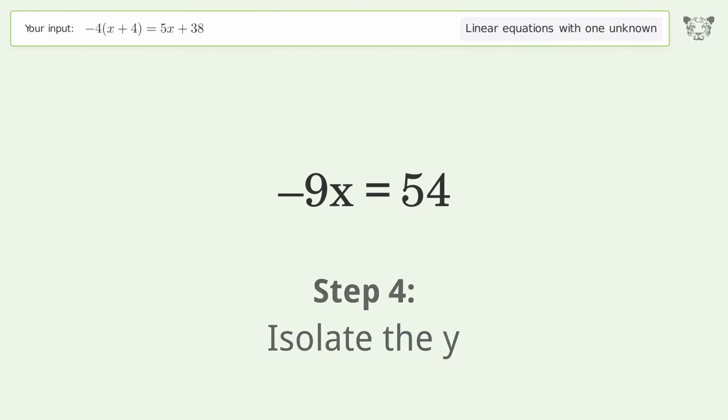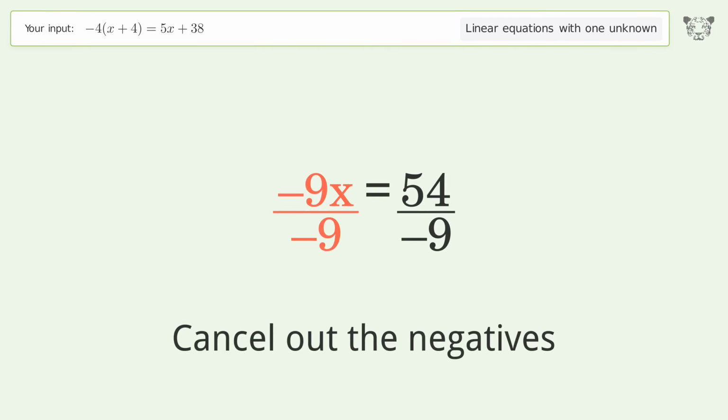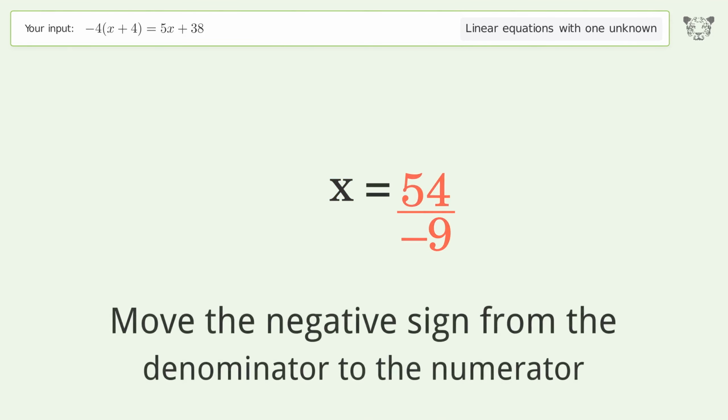Isolate the y. Divide both sides by -9. Cancel out the negatives. Simplify the fraction. Move the negative sign from the denominator to the numerator.